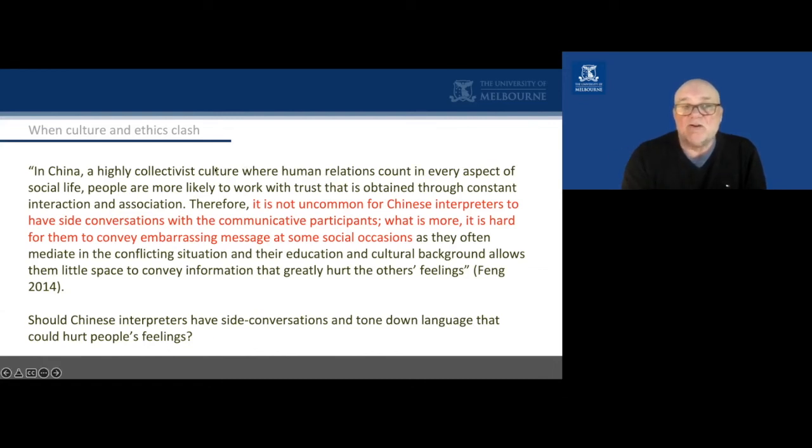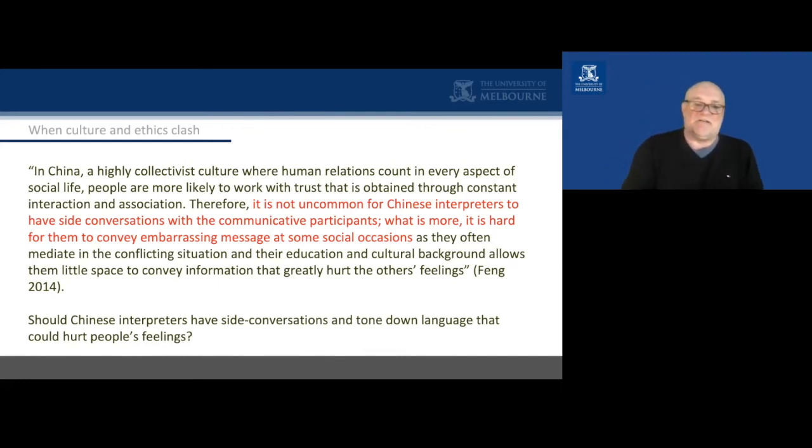And so it's normal in China to have side conversations with other people, okay, in the courtroom or in the healthcare situation. And it's hard to convey embarrassing messages, as we will see, I think, in one of these scenarios today. So we've got these very different cultural parameters entering here. And Feng just says that the Western codes of ethics are for a Western mode of thinking, and they should not apply to Chinese interpreters or to Chinese people.